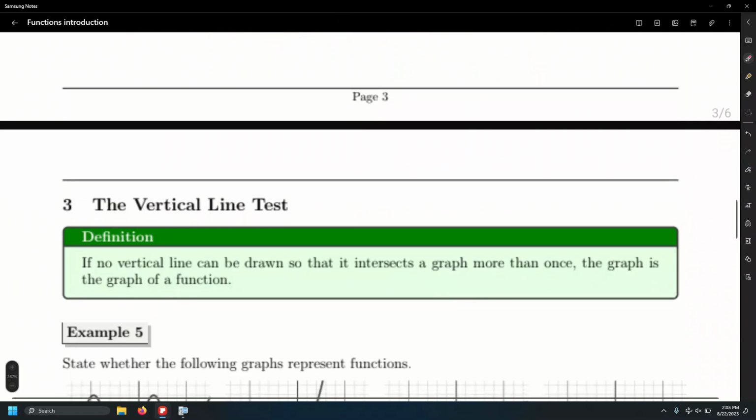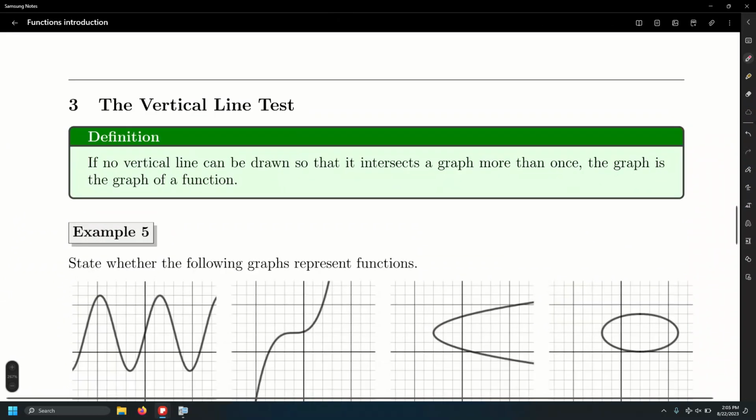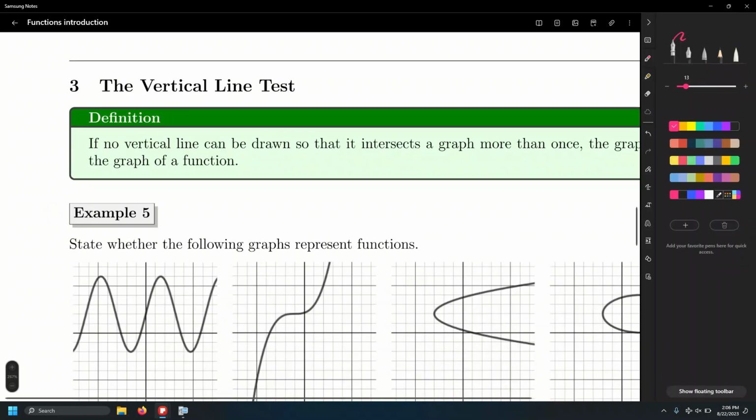So let's look at the vertical line test, which is a way shorter way to determine whether we have a function or not. The definition goes like this: if no vertical line can be drawn so that it intersects a graph more than once, then we have the graph of a function. In other words, we're going to trace a vertical line, and if it crosses more than once, it's not a function. Otherwise, it is a function.